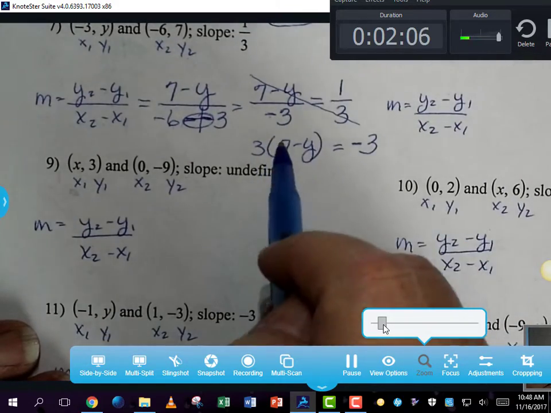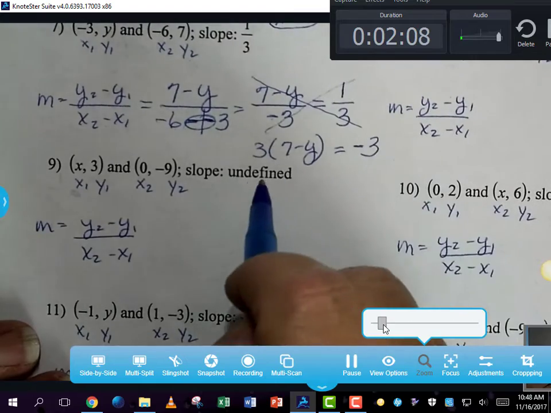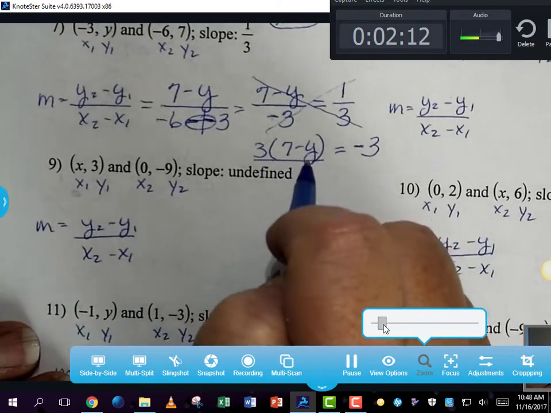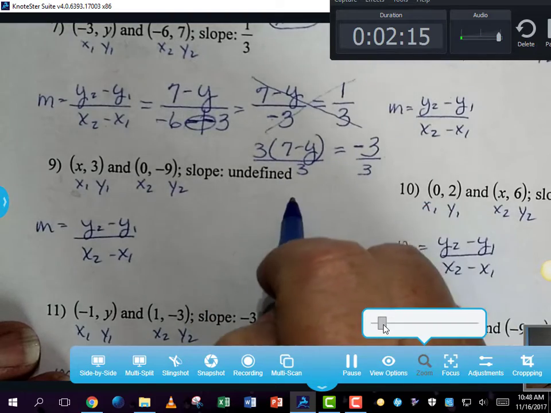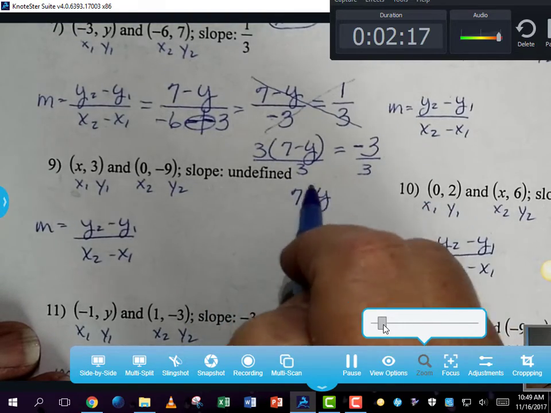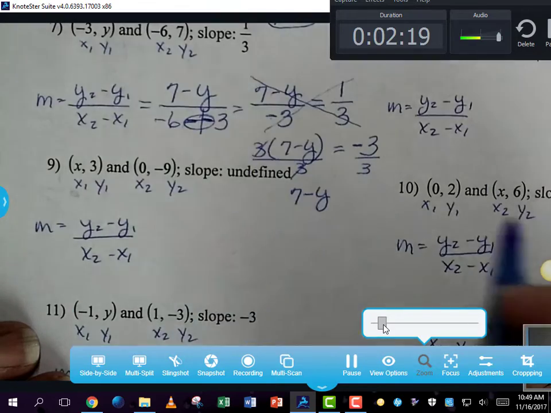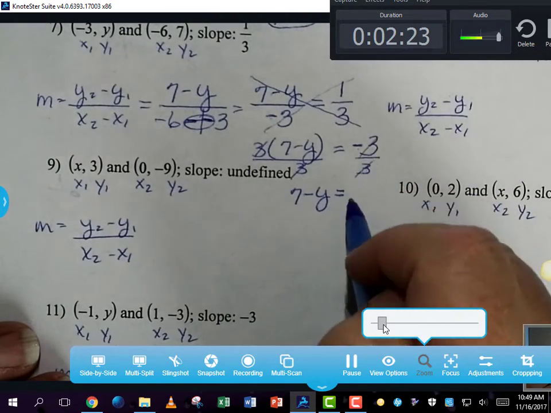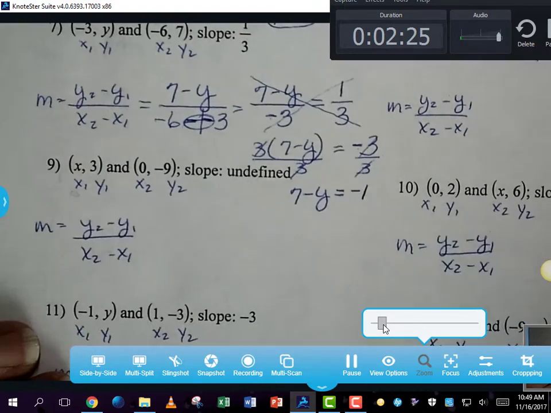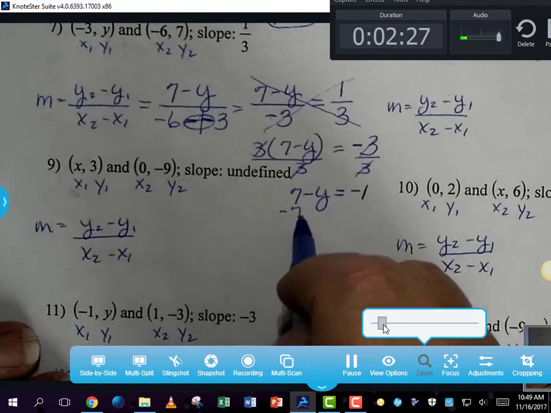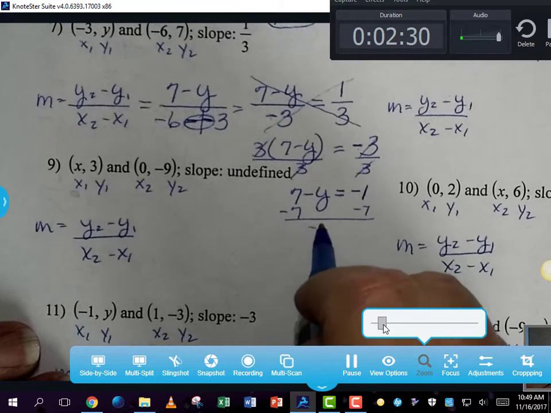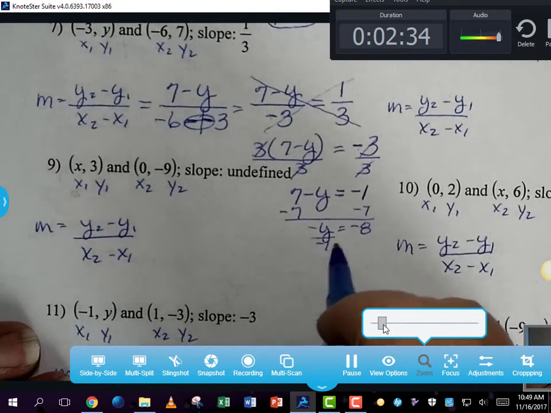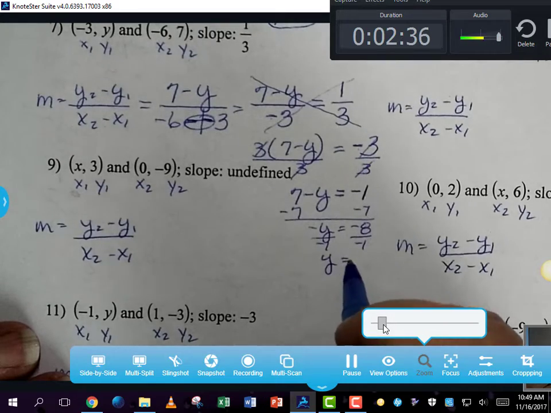Negative 3 times 1, right? Okay, and I see that I've got a 3 over here and a 3 over here, so I'm going to go ahead and divide both sides by 3. That's going to give me 7 minus y, because those simplify to a positive 1. But over here, negative 3 divided by 3, that's going to simplify to a negative 1. Subtract 7 from both sides. I get the opposite of y equals negative 8. Divide both sides by negative 1. Y equals positive 8.